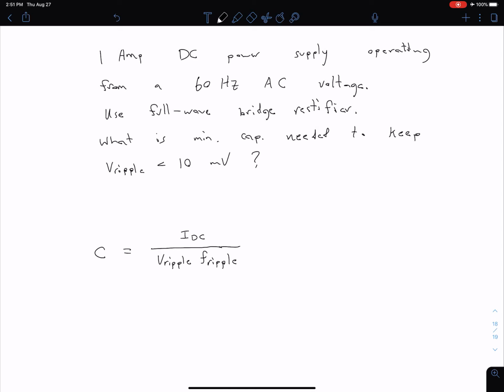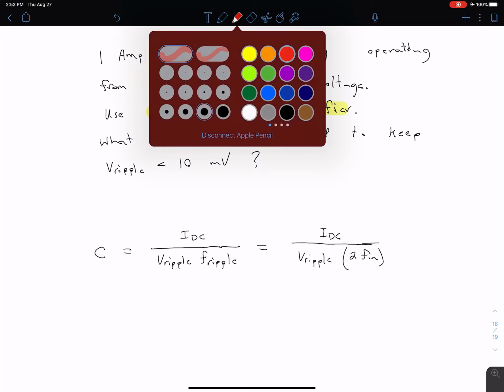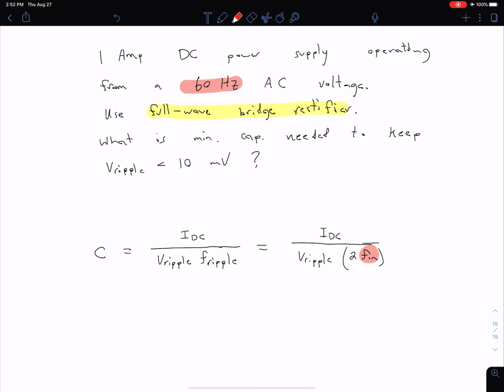Something to be very careful of is, note up here, we said that we have used a full wave bridge rectifier to rectify this AC signal into a DC signal. If you recall, for our full wave bridge rectifier, our ripple frequency is actually twice our input frequency. So we still have our V ripple and our IDC, but we need to adjust this to be 2 times our input frequency, where our input frequency is the 60 hertz value that we got in from our primary source on the input side of the power supply.